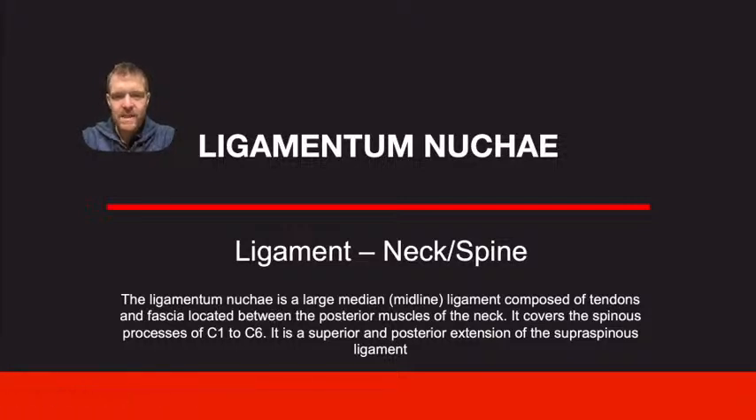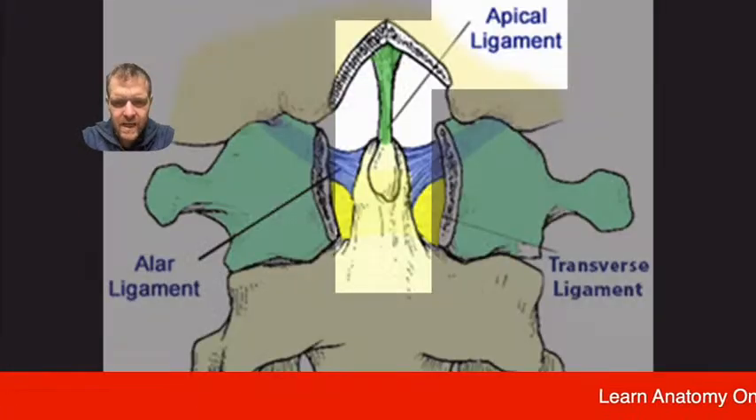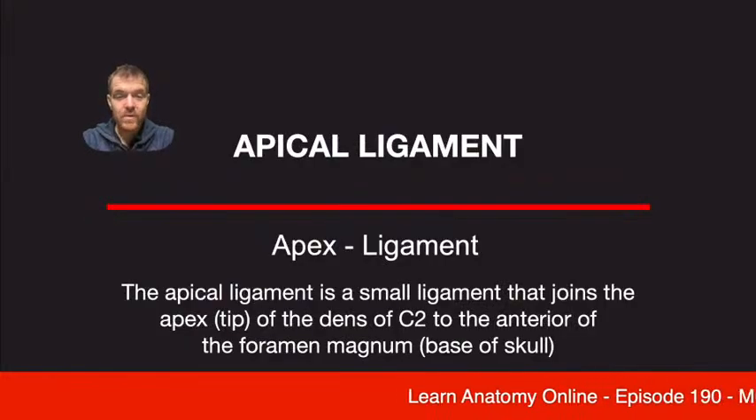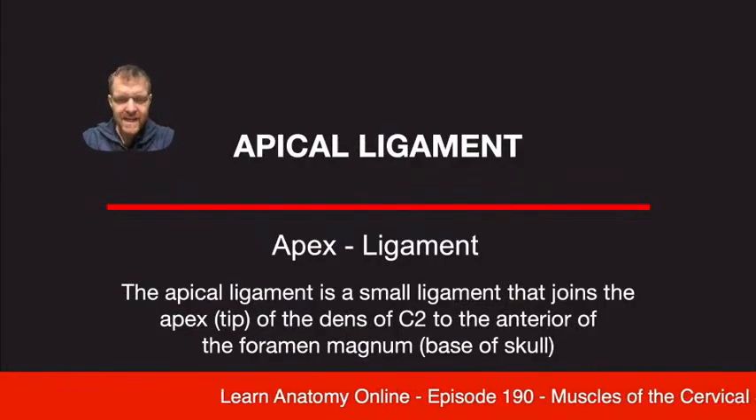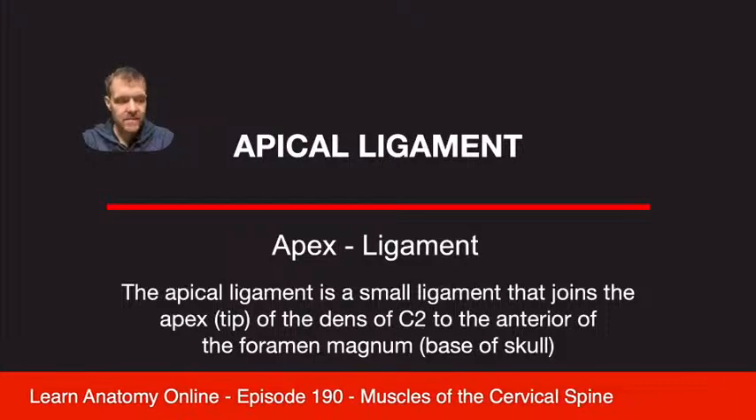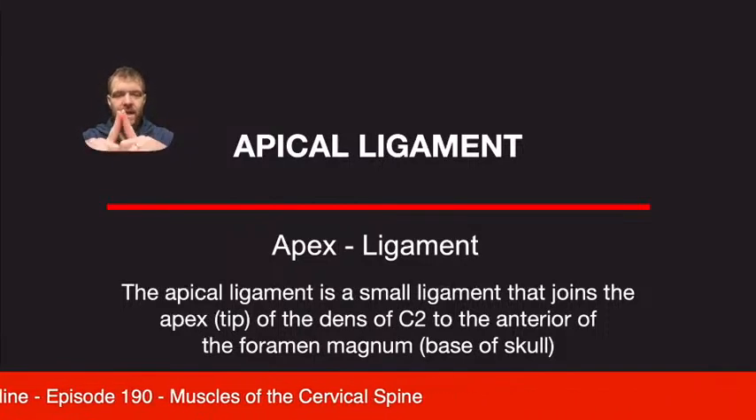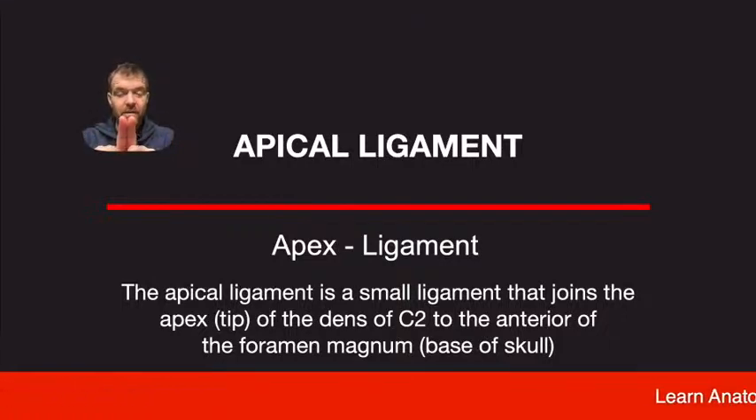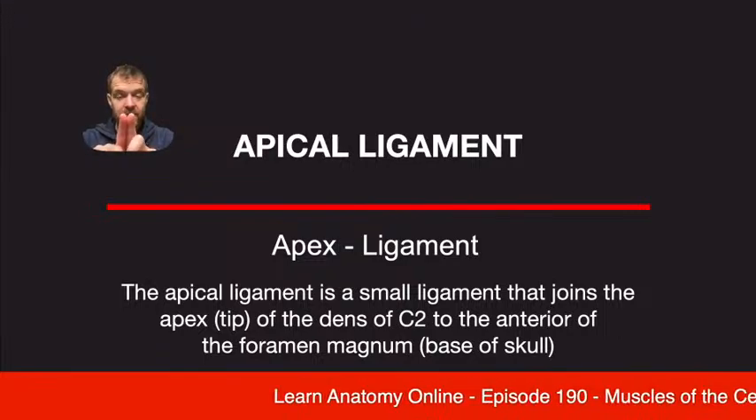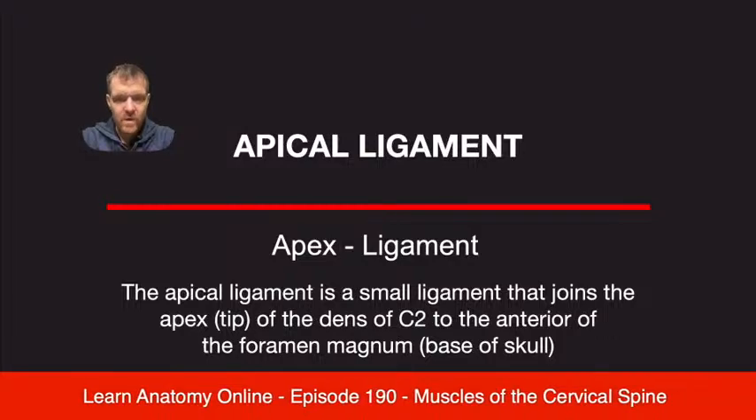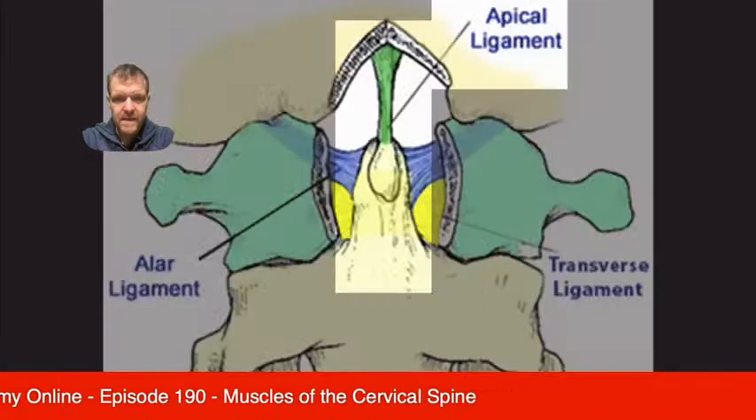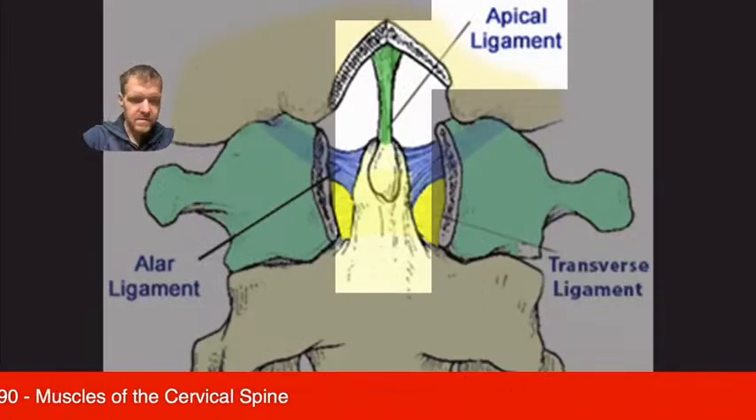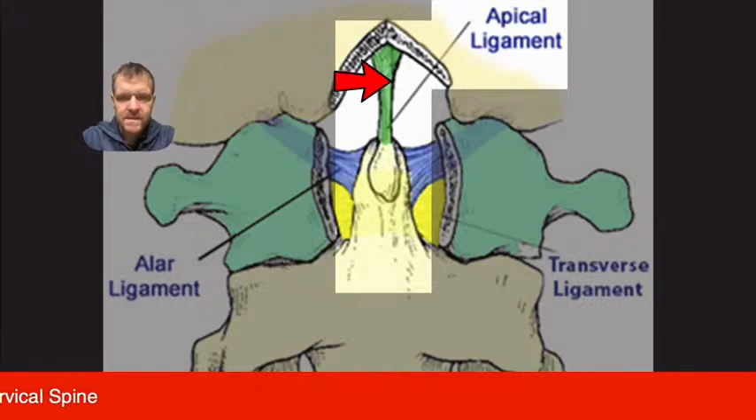So we've got the, in fact I've missed one out. This one here, the apical ligament we had a look at. And when we looked at the bony anatomy of the neck, we've got the dens or the odontoid peg of C2. And that has quite a few ligaments attached to it to make sure that it's stable, keeps it in place. One of them is this apical ligament, which is just there. So it's this bit here.